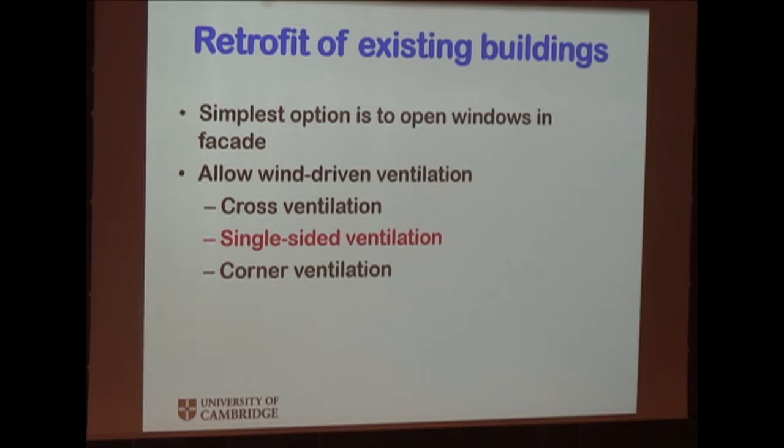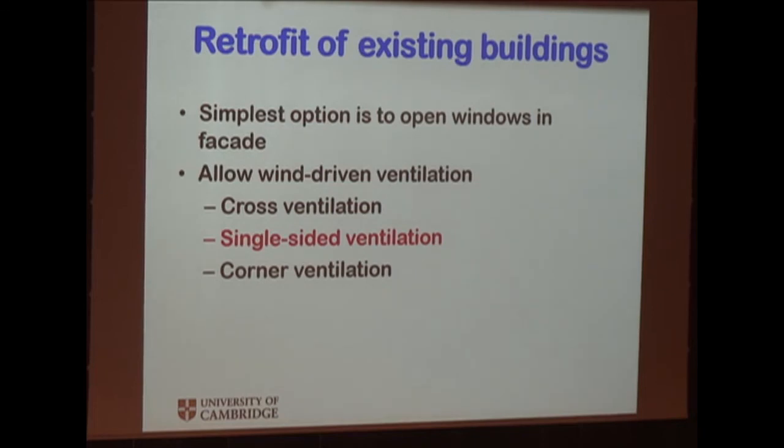Most of our building stock, of course, is in existence. We only replace 10 or 20% in any one year at the most. And so how do we go about retrofitting existing buildings? The simplest thing to do for a sealed air-conditioned building, of course, is to open some windows.